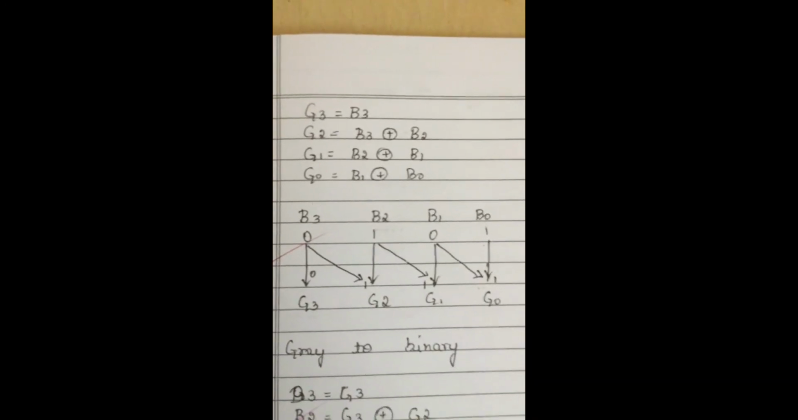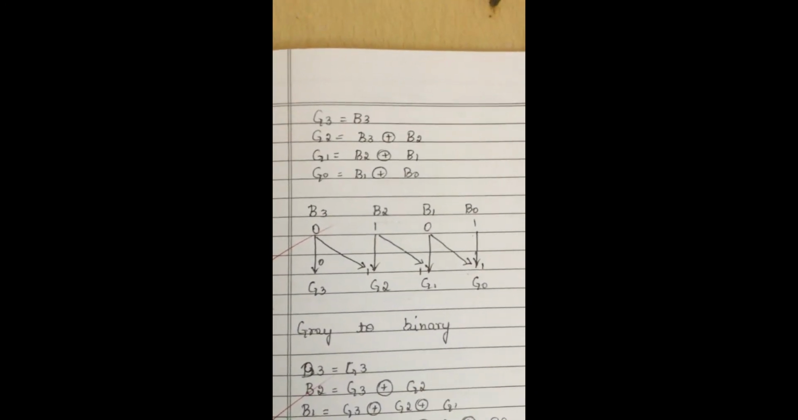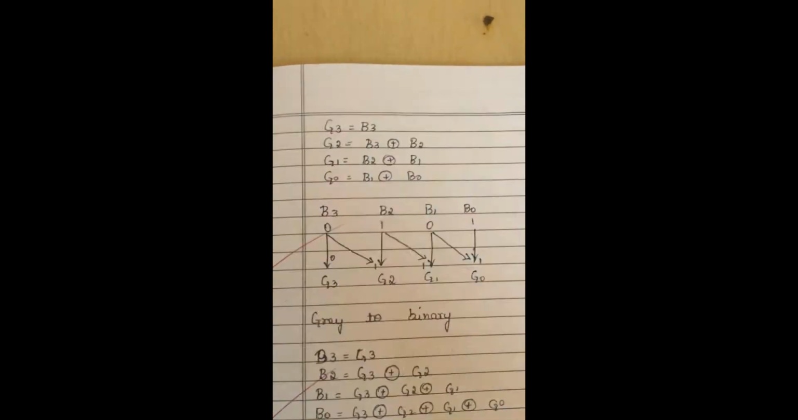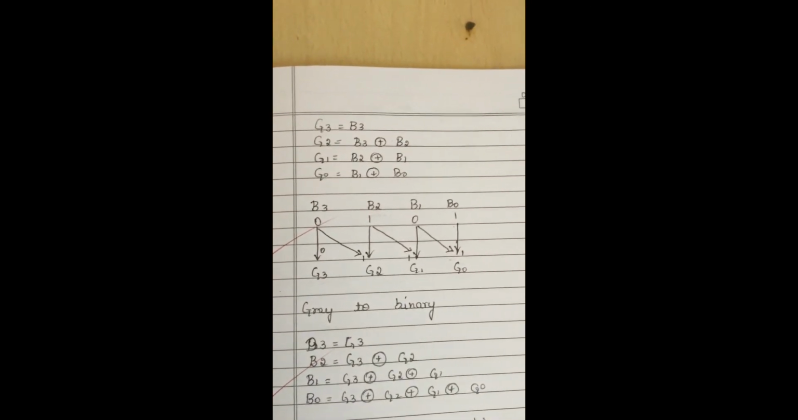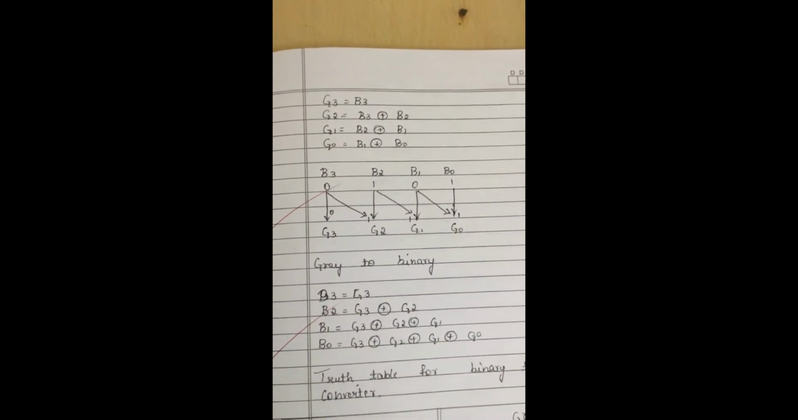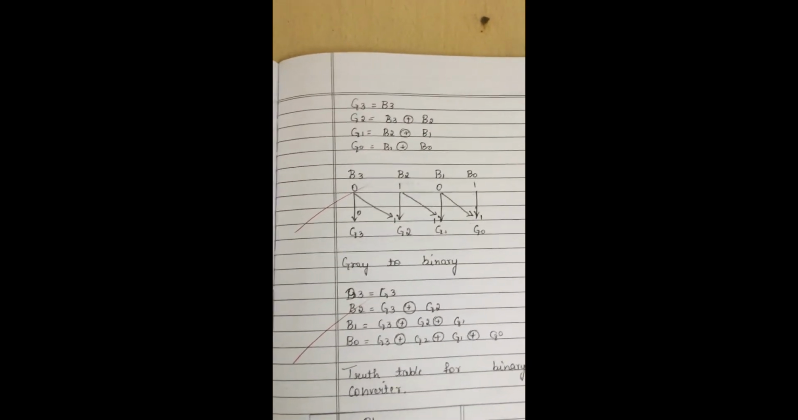Generally for binary to gray there are some guidelines that have to be followed. As you see here, in order to get the gray code, G3 is equal to B3, G2 is equal to B3 XOR B2, G1 is equal to B2 XOR B1, G0 is equal to B1 XOR B0. If you remember this expression and the pattern, we are able to get the truth table for gray code for the respective binary codes.